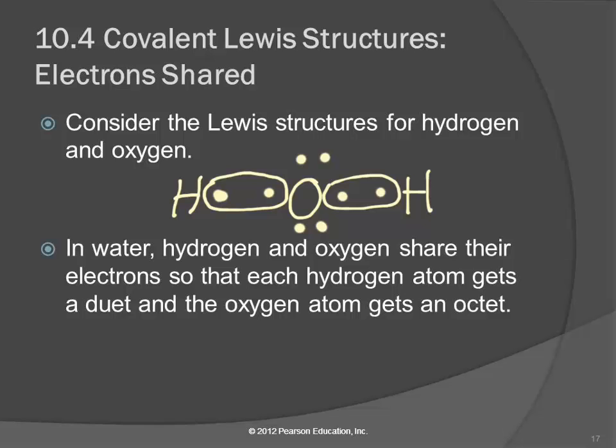So in water, hydrogen and oxygen share their electrons so that each hydrogen ends up with a duet and each oxygen has an octet. And so this is how covalent compounds form.